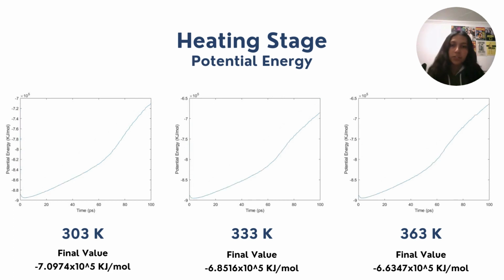The last variation that is reported in the heating stage is the one of the potential energy. As we can see, as the temperature increases, the potential energy decreases, and this is more evident when we compare the final value of the potential energy in each system. For the first one, it is minus 7.0974 times 10 to the power of 5 kilojoules per mole. For the second one, minus 6.8516 times 10 to the power of 5 kilojoules per mole. And for the third one, minus 6.6347 times 10 to the power of 5 kilojoules per mole.